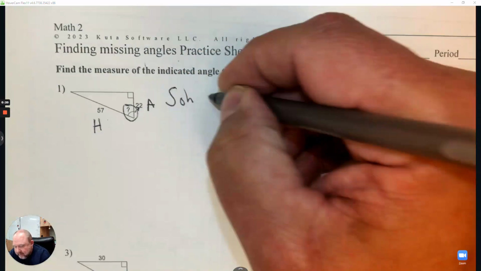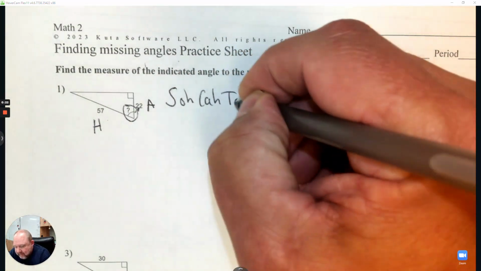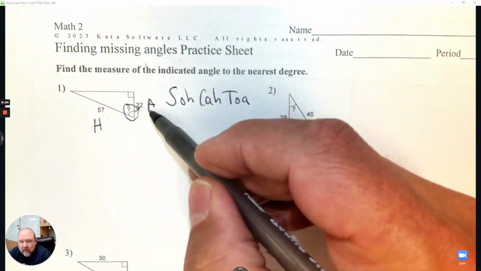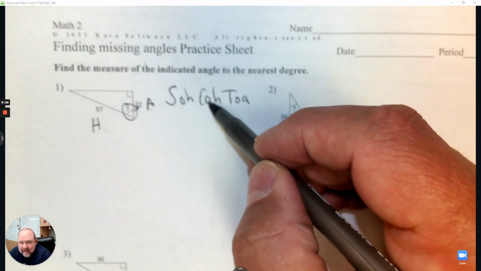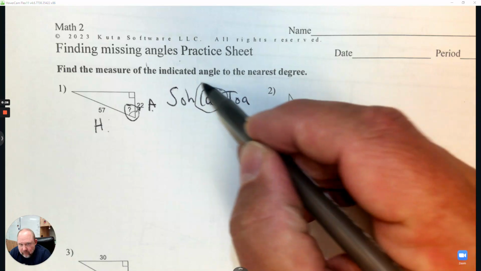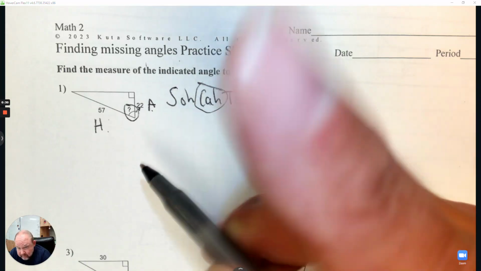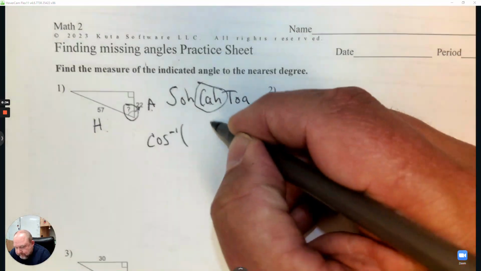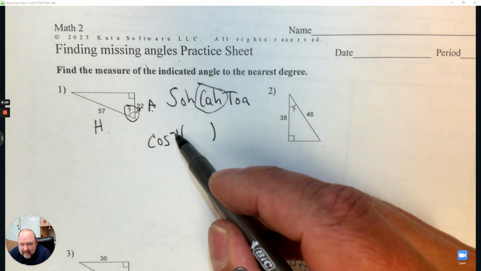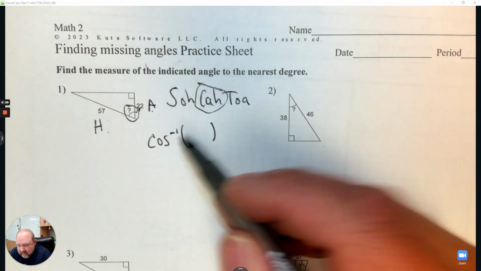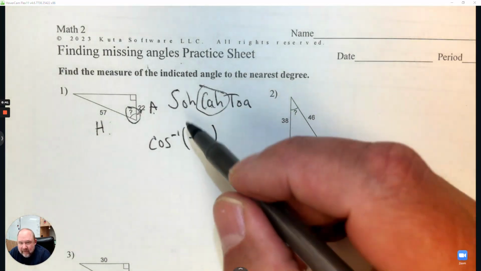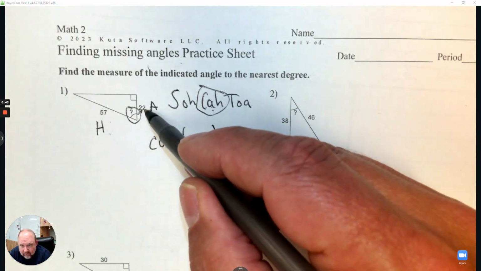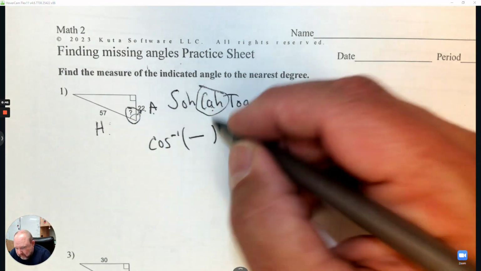Then I want you to write down SOHCAHTOA and go, which one uses A and H, and circle it. That's cosine. Now, because we're finding a missing angle, we're going to use the inverse on our calculator. And then inside is going to be the definition, which is adjacent over hypotenuse.